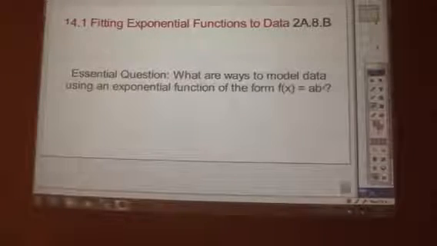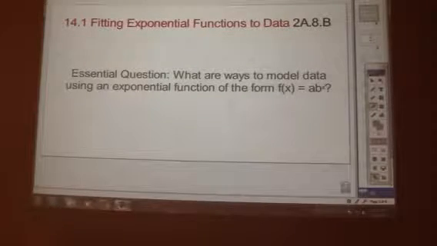Okay, 14.1, fitting exponential functions to data. Essential question: what are ways to model data using an exponential function of the form f of x equals a b to the x power?